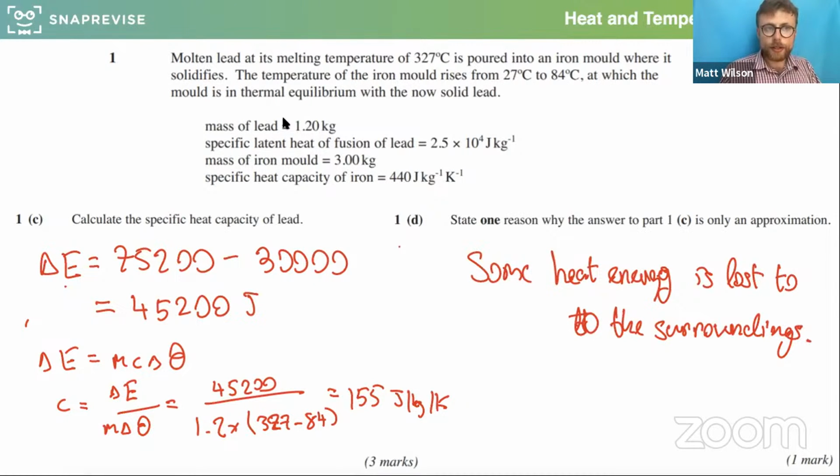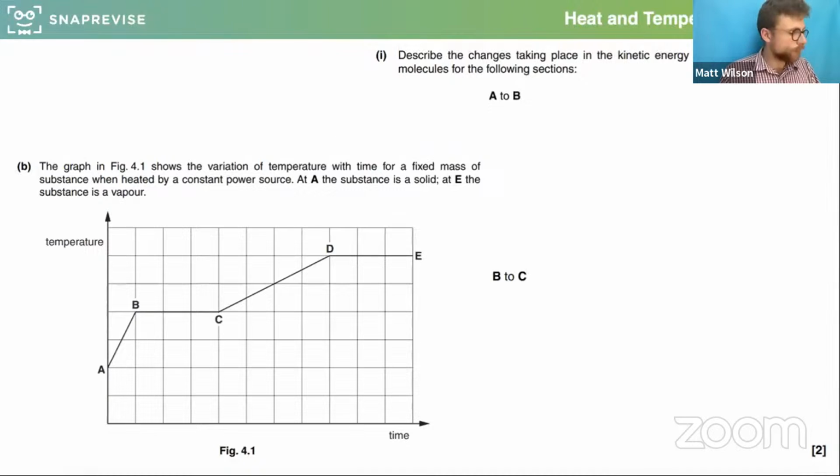Okay, so we have one more exam question to take a look at. And this one's more of a conceptual one. Okay, good. So we're given a graph, and the graph shows the variation of temperature with time for a fixed mass of a substance when heated by a constant power source. At A, the substance is a solid. At E, the substance is a vapor. So here's our graph of temperature against time.